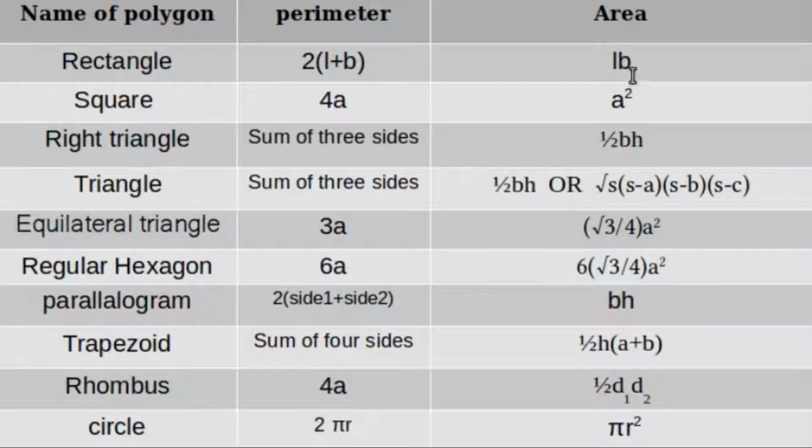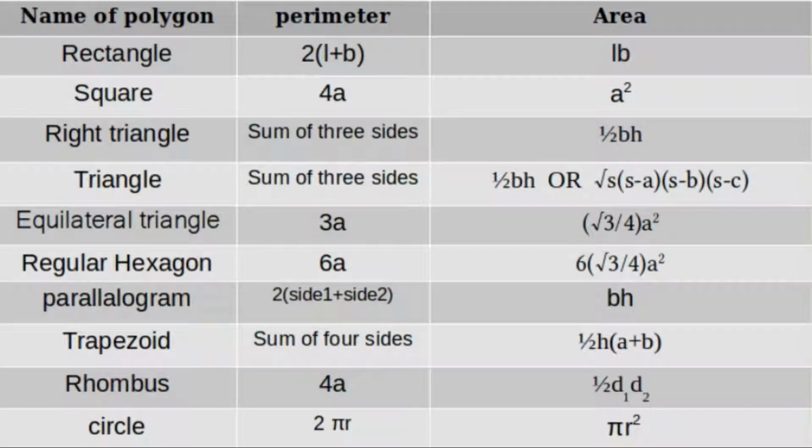If the 3 sides of a triangle are given, then the formula for finding the area is root of S into S minus A into S minus B into S minus C, where S is the semi-perimeter equal to A plus B plus C whole divided by 2. Next is equilateral triangle. If we take the side as A, the perimeter of an equilateral triangle equal to 3A. And what is the area? Area equal to root 3 by 4 a square.